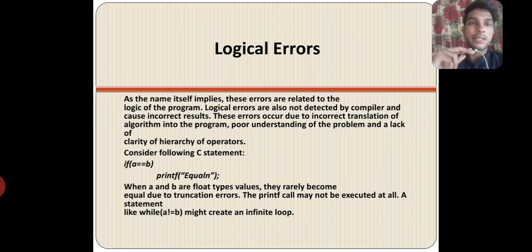Consider the following C statement: if A is equal to B, print F. When A and B are float type values, they rarely become equal due to truncation errors. The printf call may not be executed at all. A statement like while A is equal to B might create an infinite loop. That was the logical error.